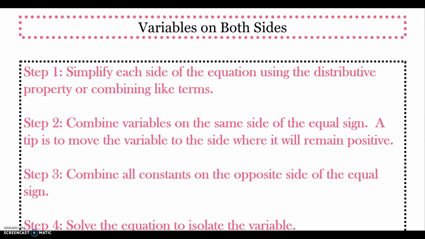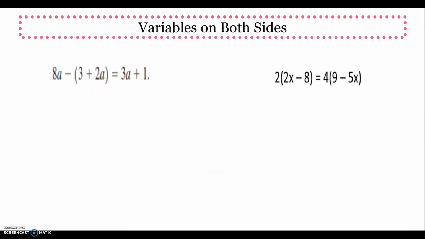In step 2, it says to combine variables on the same side of the equal sign. A tip is to make sure that you move the variable to the side where it will remain positive. You do not have to do that, but it's just a helpful tip. Step 3, combine all constants on the opposite side of the equal sign. So wherever you have put the variable, move all the constants to the opposite side of the equal sign. And then step 4, solve the equation to isolate the variable. Let's look at some of these examples.